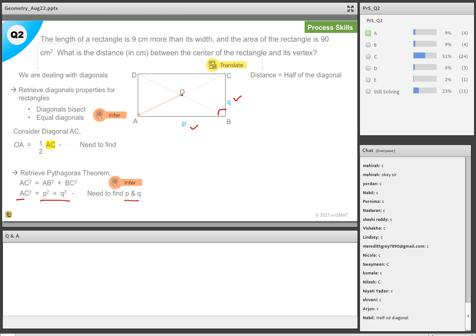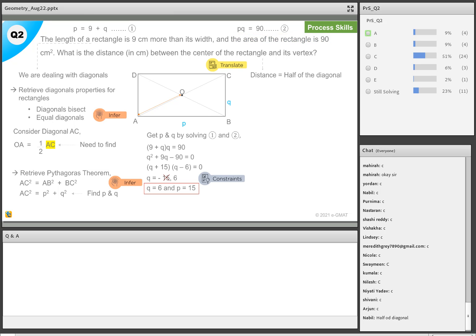Now, what other information do we have? We have that the length of the rectangle is 9 centimeter more than its width. So essentially, P would be equal to 9 plus Q. This is what's given in the question, right? Okay, what else do we have? We also have the area of the rectangle. The area of the rectangle is equal to 90. And how do we calculate the area of the rectangle? It's the simple product of the length and its width. So P times Q is equal to 90.